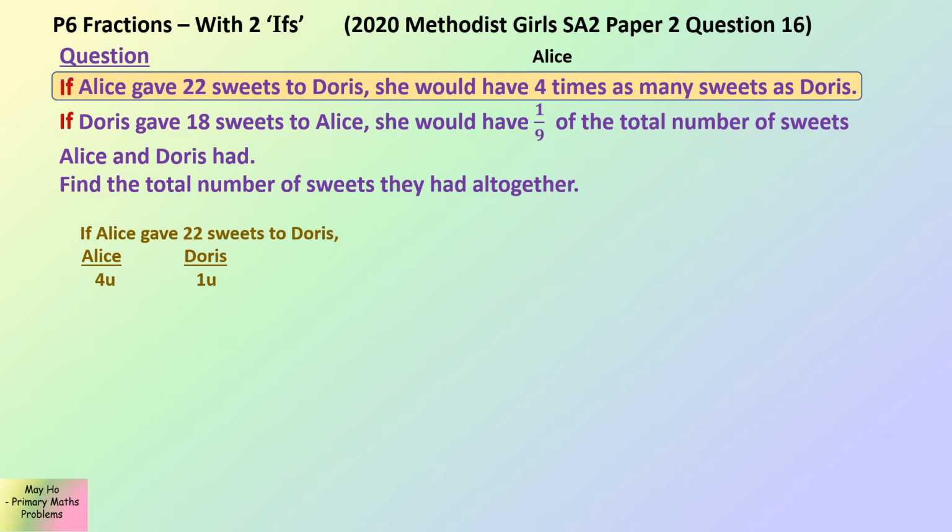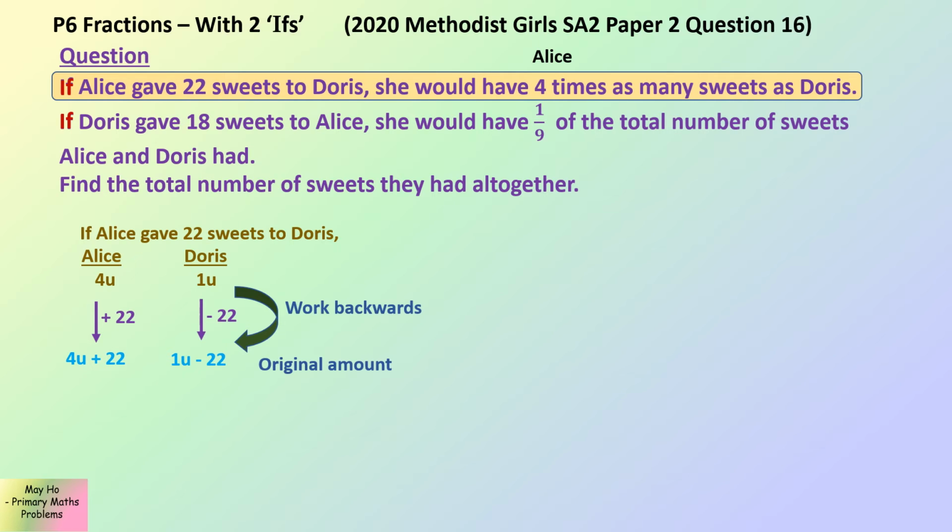So let's put the information down. So from here, we work backwards. So now Doris needs to return 22 sweets back to Alice, and Alice would get back the 22 sweets. So now let's work out the original amount. For Doris, it will be 1 unit subtract 22. As for Alice, it will be 4 units plus 22. After we have found the original amount of each girl, we will work forward.